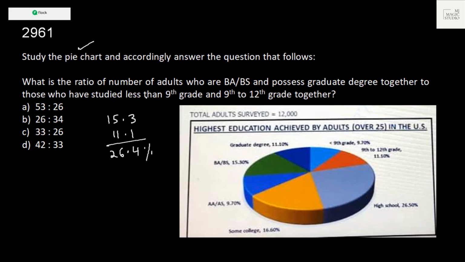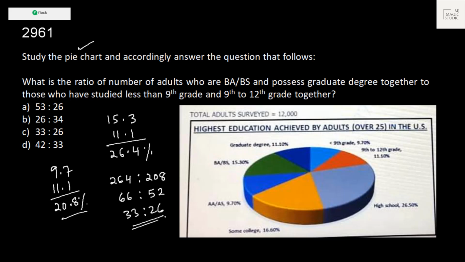Those who have studied less than 9th grade is 9.7%, and 9 to 12th grade is 11.1. So that accounts to 20.8%. We need the ratio of this. 26.4 is to 20.8. Okay. With 4, 5, 6 and 24, 6 again. 52. 33 is to 26 is the ratio which we are looking for, and that is in option C.